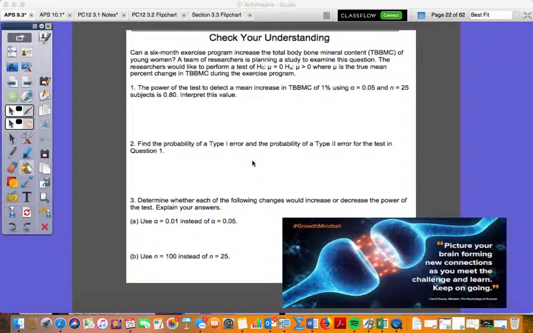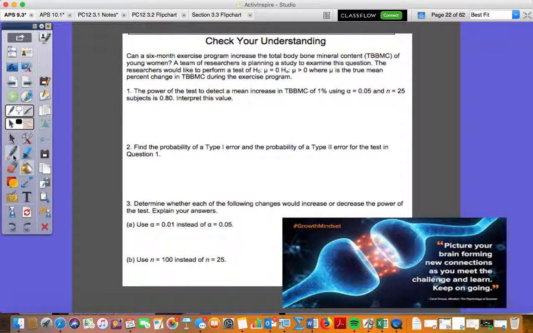All right, here we go. Really dial in. As we start this review process, I want to make sure that we're good on each of the concepts on the check your understanding. This is our last thing off the unit, okay? All right, here we go. The power of the test to detect a mean increase in TBBMC, which is the true mean percentage change from the exercise program, is an alpha level of 0.05 with a sample size of 25. The power is 0.80. Here's what I want you to do real quick.